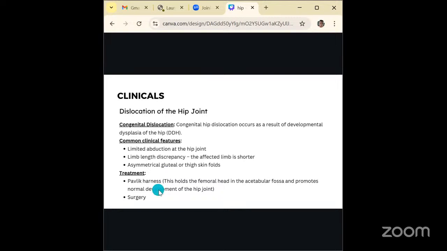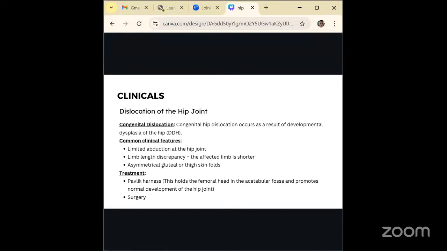So how is this treated? It can be treated in two ways. The most profound way is using the pelvic harness, and it's like a splint. The pelvic harness is like a splint. It holds the head of the femur together with the acetabular fossa so that it can help for the normal development of that hip joint.